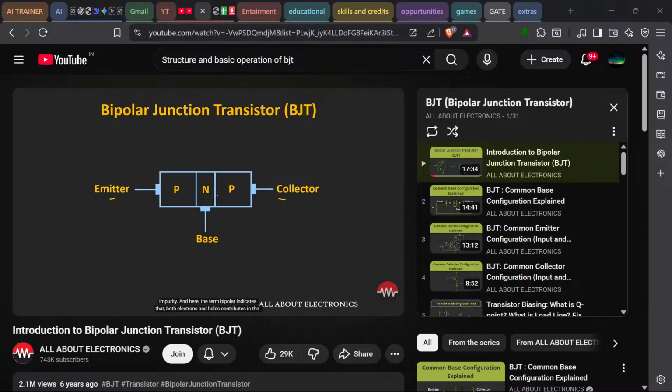with the p-type impurity. And here the term bipolar indicates that both electrons and holes contribute in the flow of current. Now if you look inside this BJT, then there are two p-n junctions. One is between the emitter and the base, and the second is between the base and the collector.